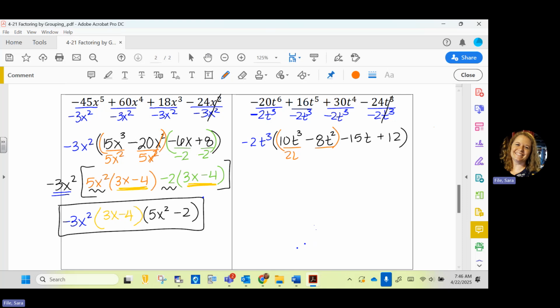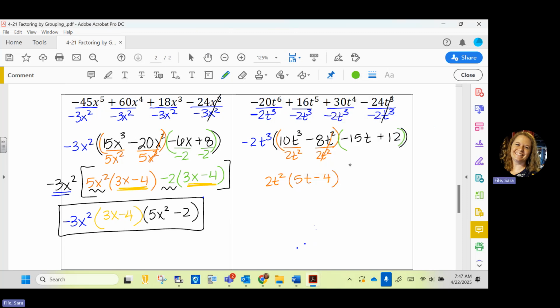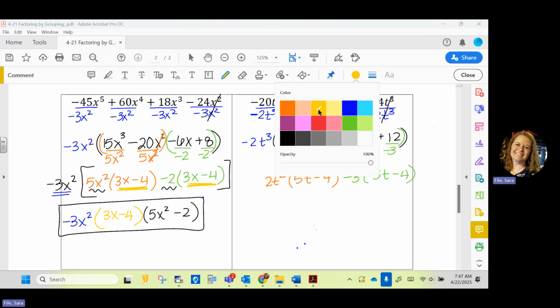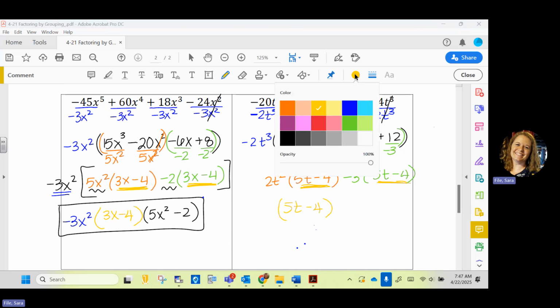So those are divisible by 2t squared. Would leave me with 5t minus 4. Definitely take out the negative, and they're both divisible by 3. That would be 5t minus 4. Looks good because my leftovers are the same. So 5t minus 4 is definitely a factor.